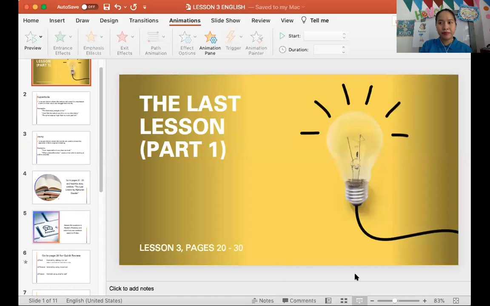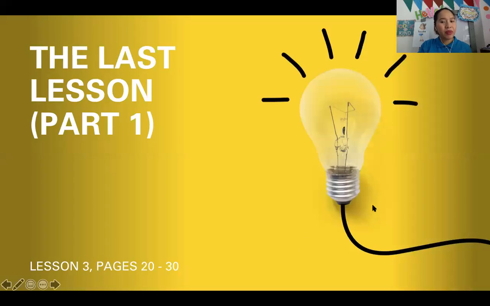So, this will be our third lesson in English. I want you to open your book to page 20. Open your book to page 20. The story in our third lesson is the last lesson, part 1. I hope you are now on page 20. Okay, lesson 3, pages 20 to 30.